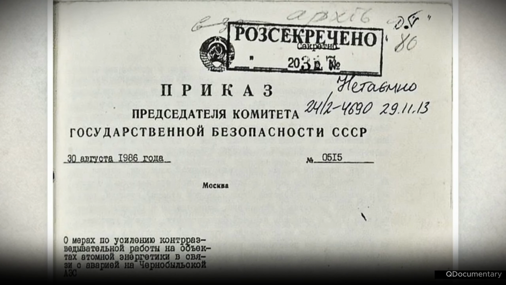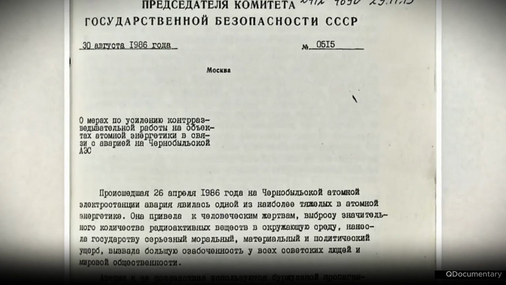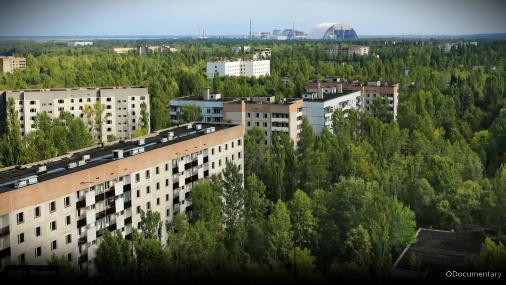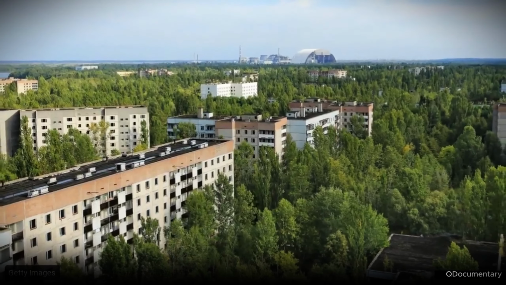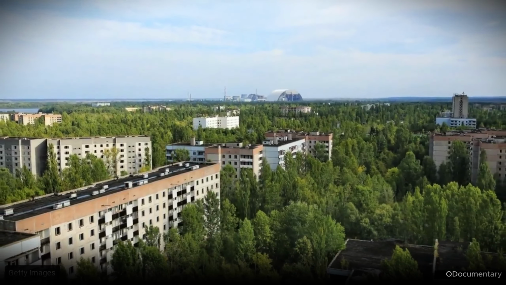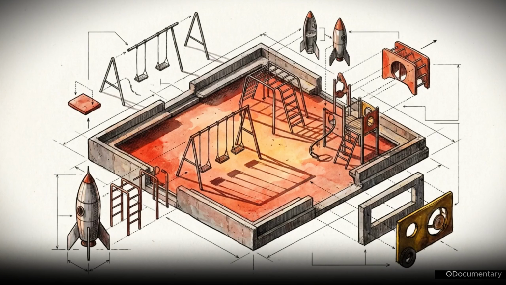In the days following the blast, the Soviet state worked to control information. This declassified KGB document is marked strictly secret. The authorities downplayed the scale of the disaster, prioritizing the appearance of stability over public health. This view of Pripyat shows the cost of that secrecy. The city's 50,000 residents were not evacuated for 36 hours. While the state maintained a facade of normalcy, the population was being exposed to high levels of iodine-131.